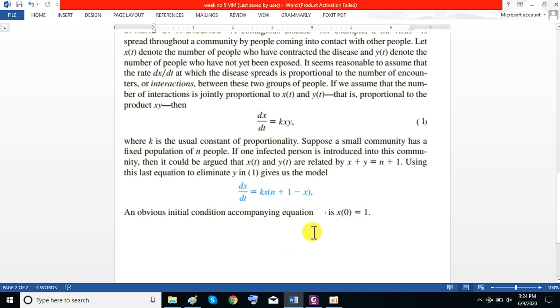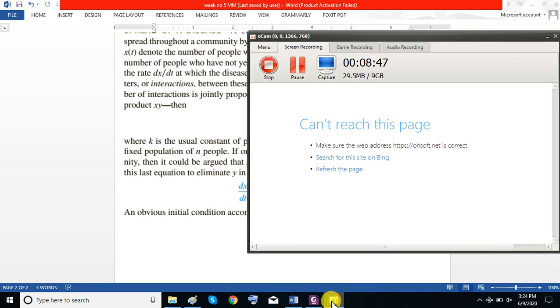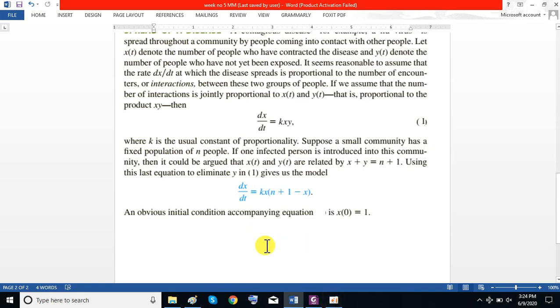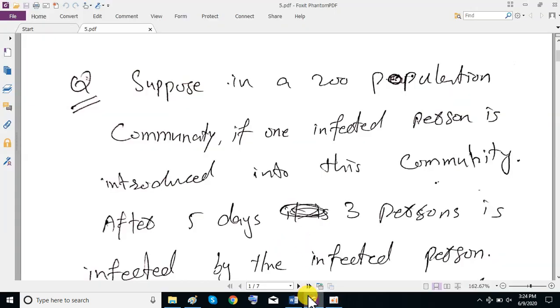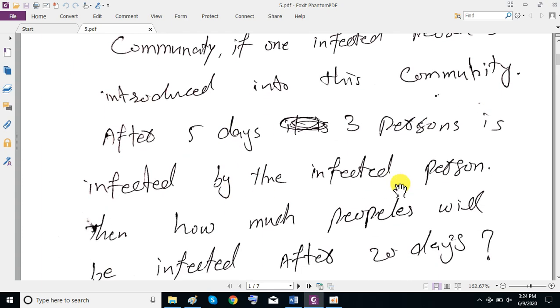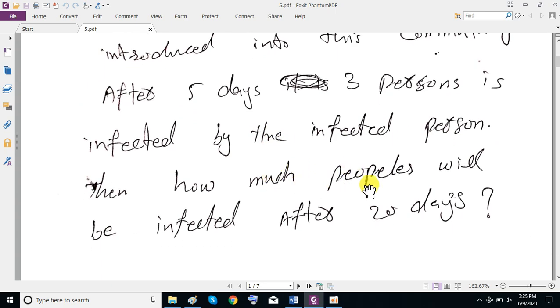Now we have a question, we have a problem. First of all, we model this problem, and then we begin on the solution of this model. So the problem is: suppose in a 200 population community, one infected person is introduced into this community. After 5 days it is observed that 3 persons are infected by the infected person. How many people will be infected after 20 days?